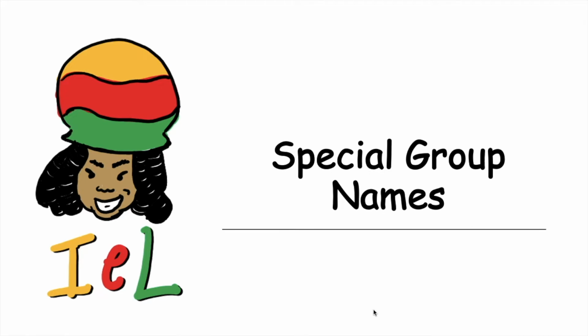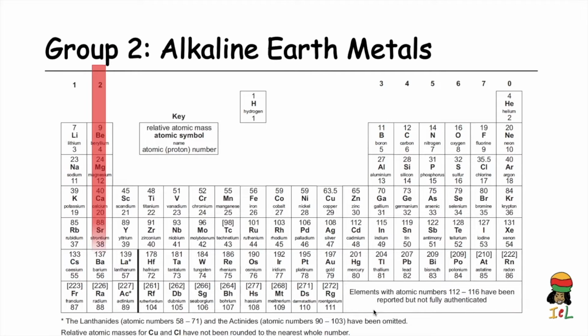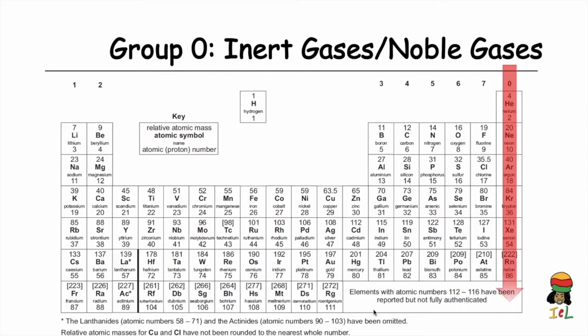There are 4 groups in the periodic table that are assigned special names. Group 1, alkali metals. Group 2, alkaline earth metals. Group 7, halogens. Group 0, inert gases, previously called noble gases.